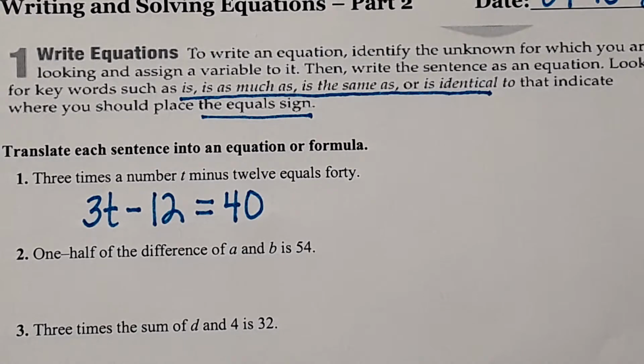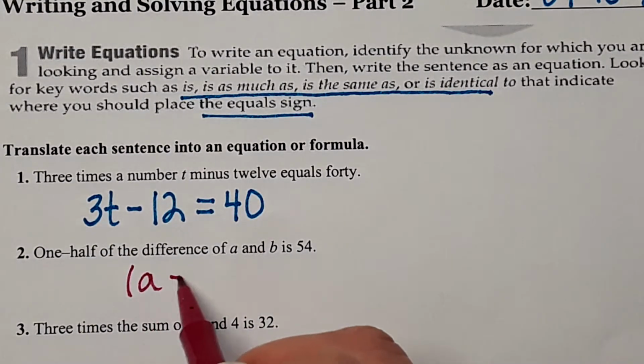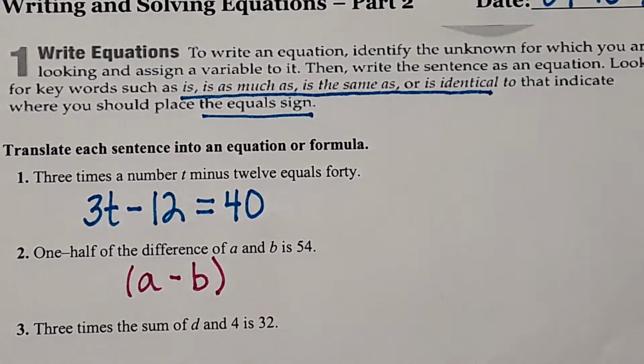Okay. You guys see it says 1/2 the difference of A and B is 54. So what are you actually subtracting? Are you subtracting a half an A? Are you subtracting A and B? Are you subtracting half A minus B? You're subtracting A and B. So it's the difference between A and B. So I'm going to put A minus B. And we see the equals, and we see 54.